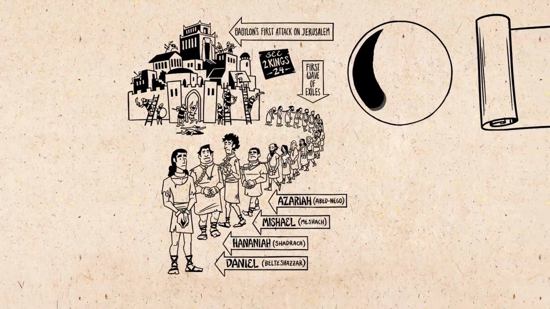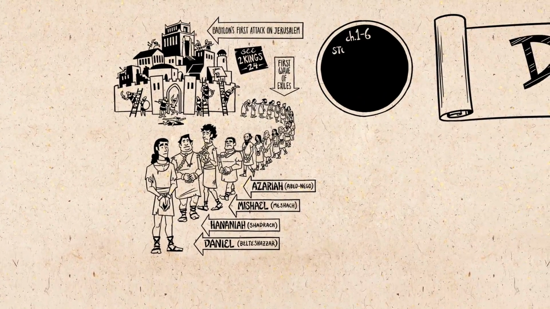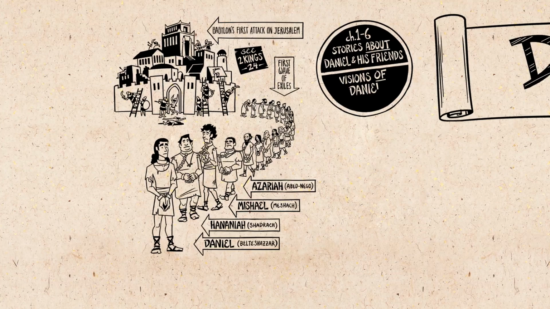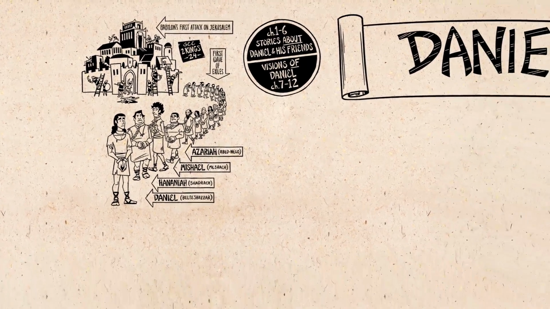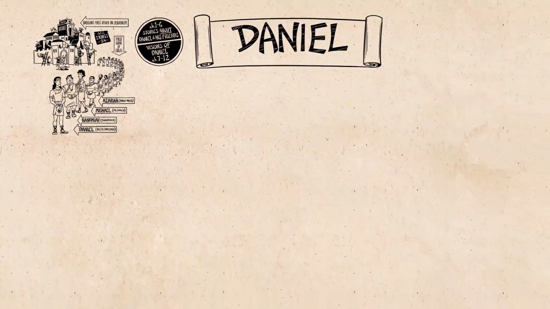The book's design seems pretty simple at first. Chapters 1 through 6 contain stories about Daniel and his friends in Babylon, while chapters 7 through 12 contain the visions of Daniel about the future. But this 2-part shape is made even more interesting by another design feature, and that's the book's language.